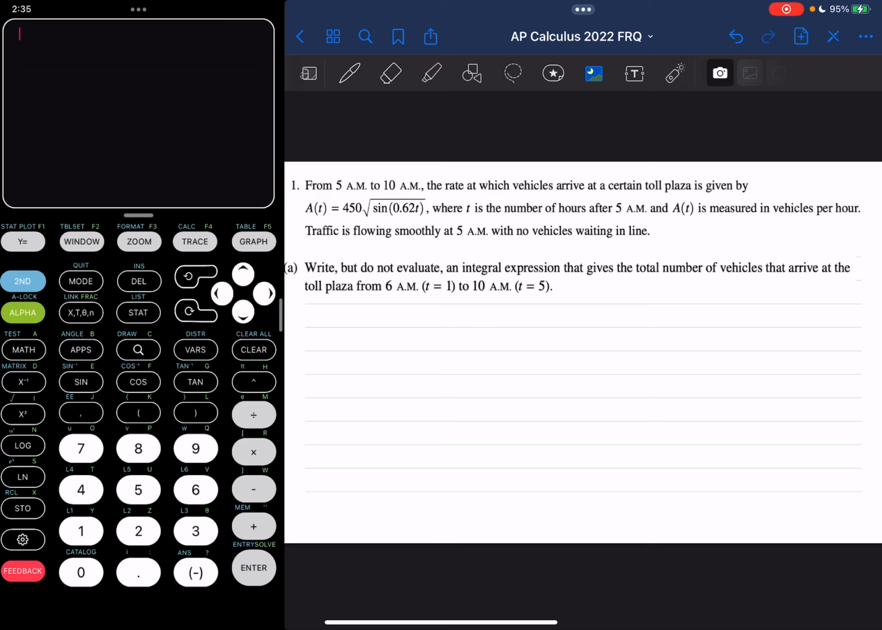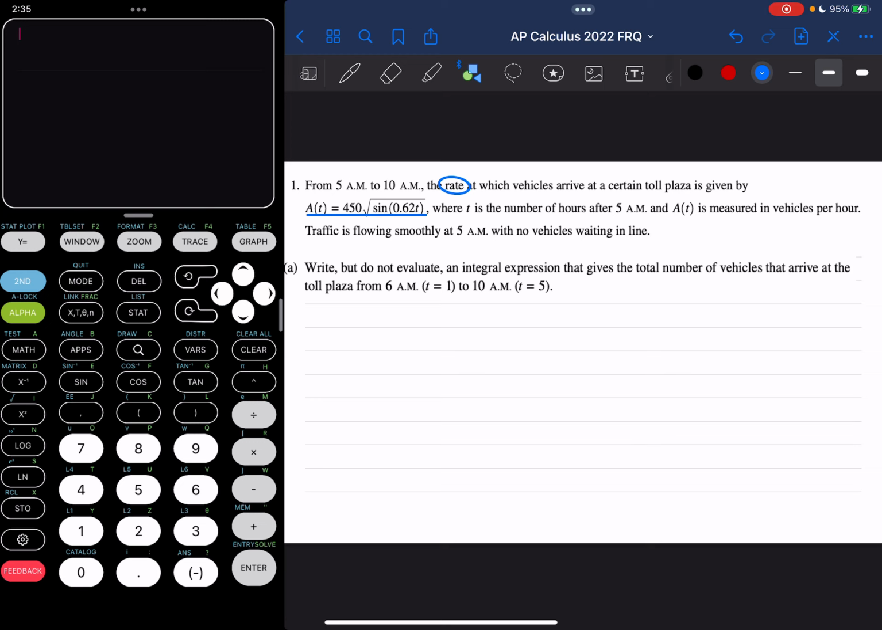All right, so this is problem 1 from the AP Calculus 2022 free response section. Now this is a calculator question, so I'm going to have my calculator up and running in case I need it. What they give us here is this function right here, and that is a rate. And so we better put that in a box because that's important. The rate at which vehicles arrive is given by that function.